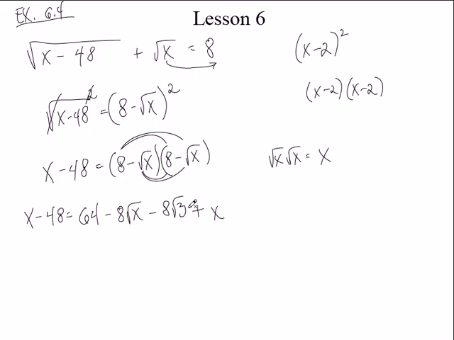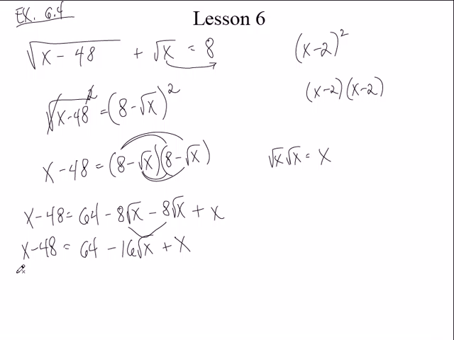Alright, let's keep going. Watch. x minus 48 equals 64. What I can do is I can add these two terms right here because they're like terms. Negative 8 square root of x minus 8 square root of x is what? Negative 16 square root of x.